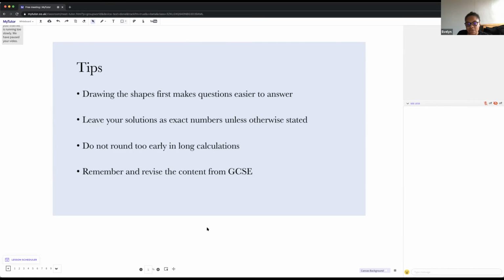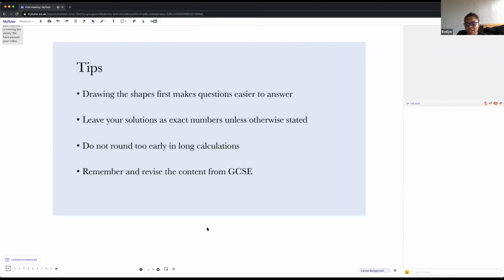And anytime that you are working with decimals and fractions, never round too early. That works in GCSE as well. If you round too early, your final answer will probably be a few decimal places off. So do not round too early, and round at the end of your calculation.